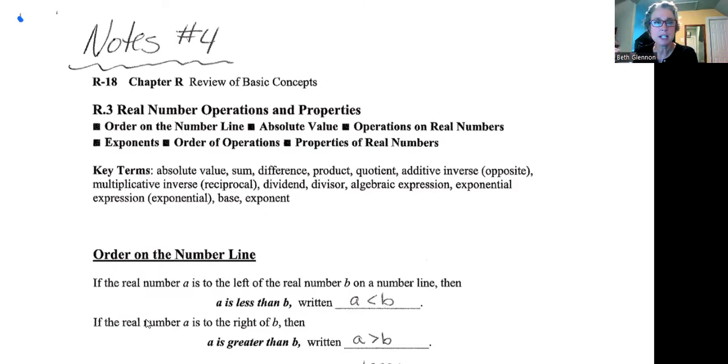So the first thing you need to think about are all your key terms here. Remember all the words we used for sum. We would say the obviously sum or the total. We talk about difference for subtraction. We talk about product for multiplication. We talked about quotient for division and so forth.